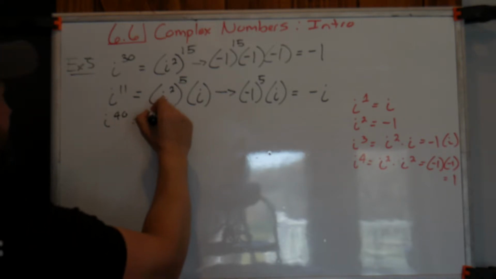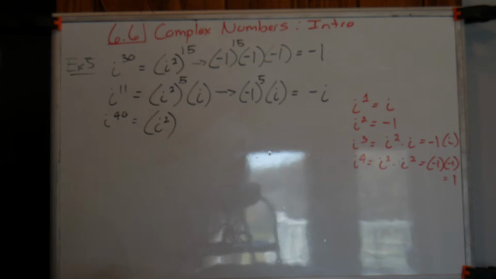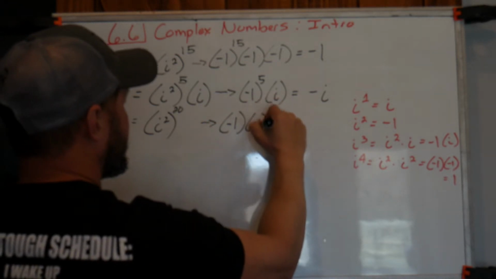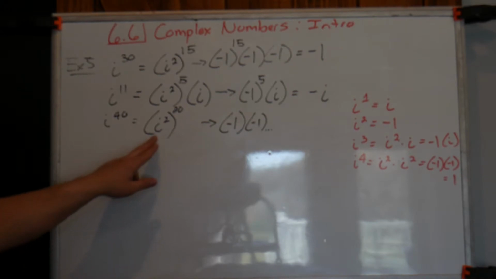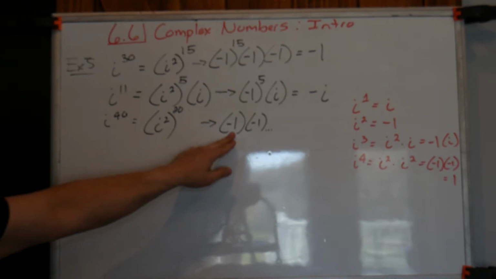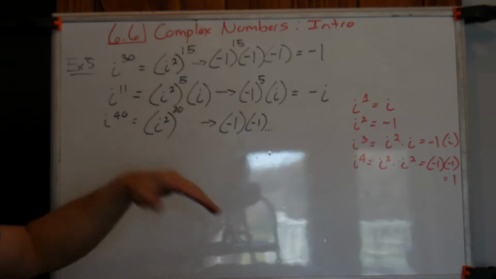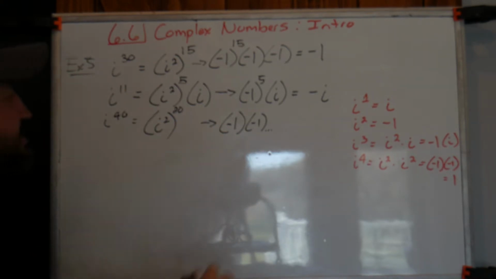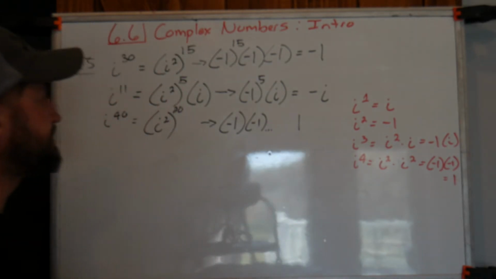i to the 40th. So here, i squared. How many can I get? I can get 20. Now they gave me an even amount. So with an even amount, I know i squared is -1. I'm going to have pairs. I'm going to have 10 pairs of them. i times i, or -1 times -1 is positive. So I am going to end up with a +1.